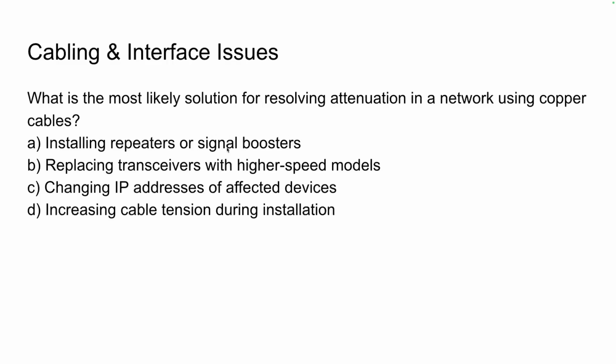So installing repeaters or signal boosters, that's great. Replacing transceivers with high-speed models, not really, it has nothing to do with attenuation. Changing IP addresses of affected devices has nothing to do with this. Increasing cable tension during installation also seems unnecessary. So installing repeaters or signal boosters.